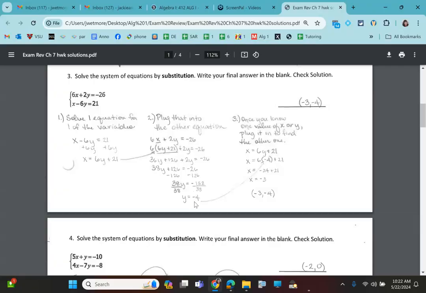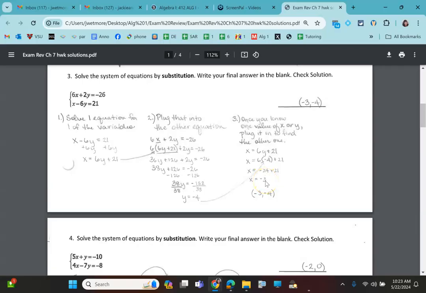Now, once you know one of the values, how do you find the other one? You plug it in. And it doesn't matter if you plug into this equation or this equation or this equation. So since I know y and I'm trying to find x, and this is an equation for x, this is the one that I'm going to use. So you can see I brought that right here. And since I know that y is -4, let's put -4 in for y. So we'll have -24 plus 21 is -3.